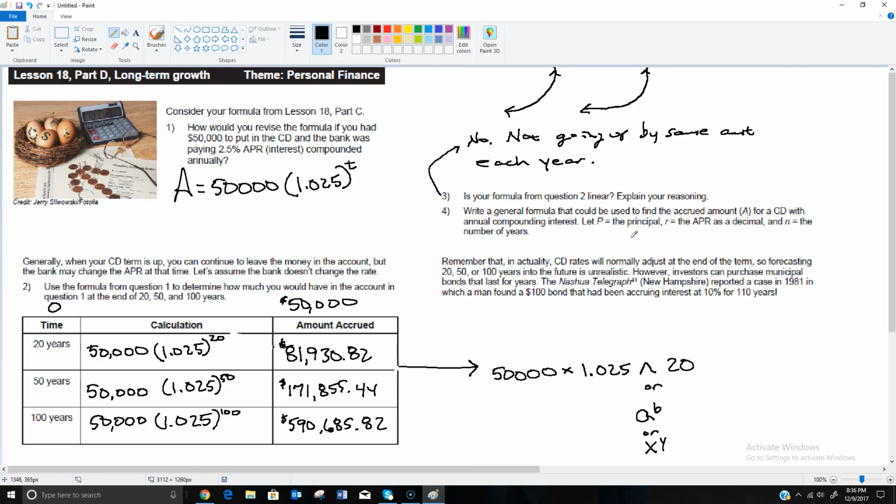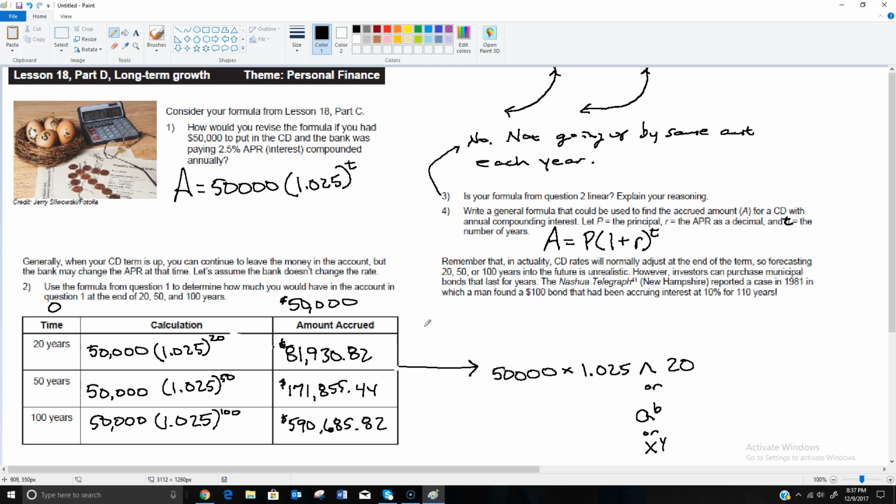Now it says write a general formula that can be used to find the amount. We already did that, but let me just reiterate our general formula that you're going to be given on the test. You don't have to be able to regurgitate it. You just have to know how to use it. And again, I use T for the number of years. So principal times 1 plus R to the T. Principal is how much you put in to begin with. 1 plus the rate, make sure you switch that to a decimal, and then T is how many years it is, and that'll get you the amount.